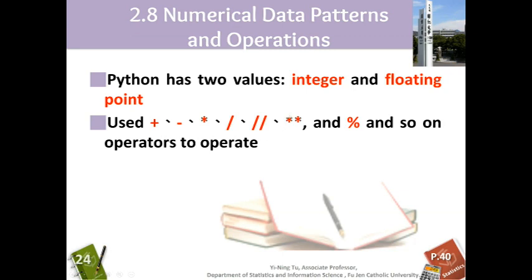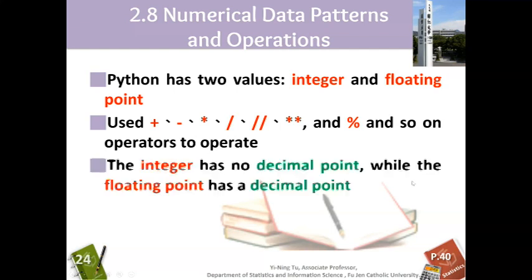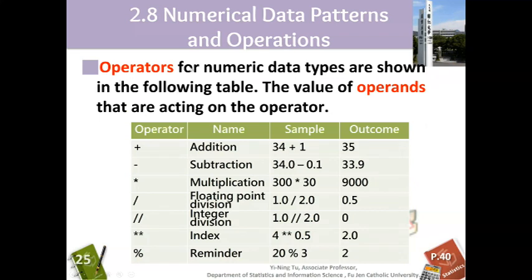If you use the double star, it means power. And we also use the percentage sign. The percentage sign means to get the remaining part after the division, and so on. So use all those operators to operate. The integer has no decimal point, while the floating point has a decimal point. So operators for numeric data types are shown in the following table.